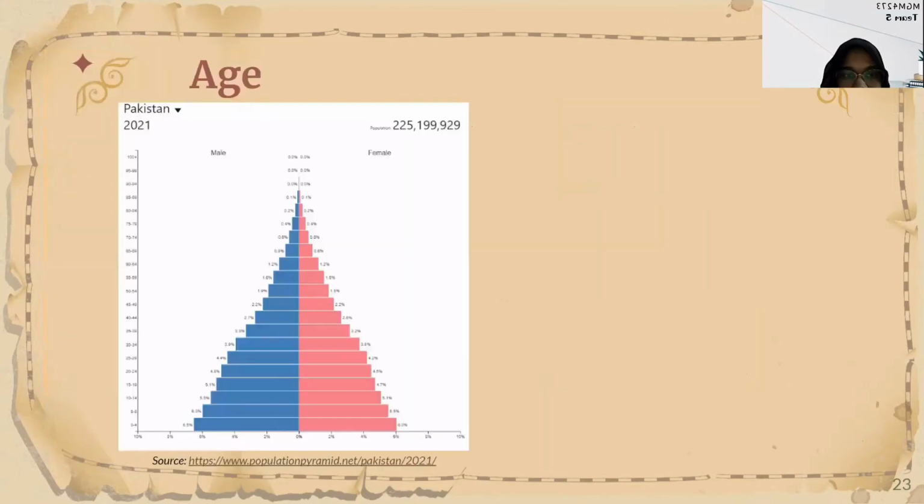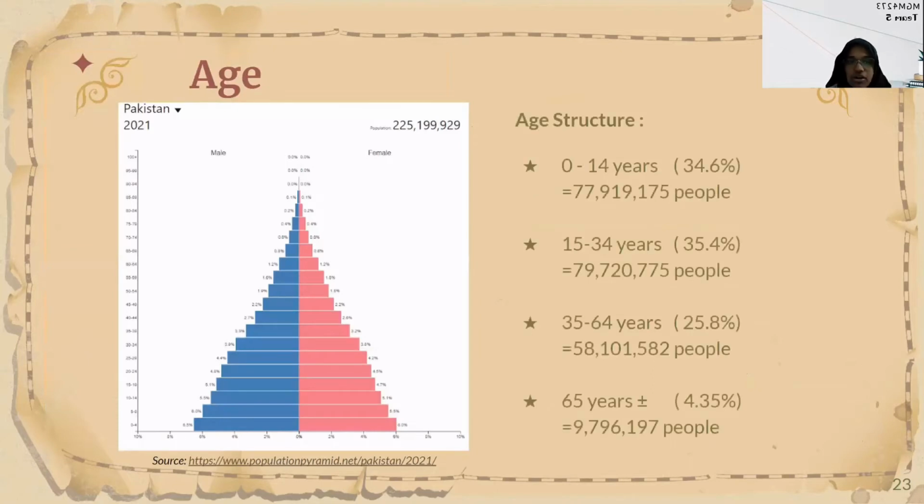Next, we come to the age group analysis. According to this pyramid, between 0 to 14 years, 34.6% of the total population in Pakistan, which is 77,919,175 people, belongs to this age group. And then the 15 to 34 years age group is 35.4% of the total population, which is equivalent to 79,720,775 people.